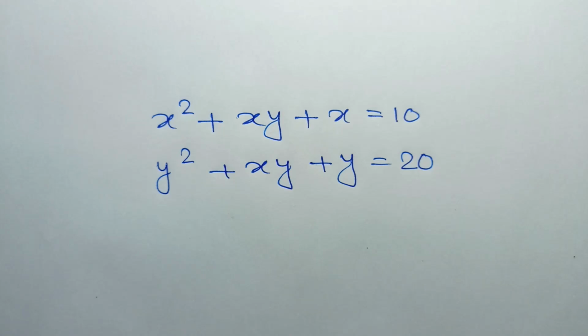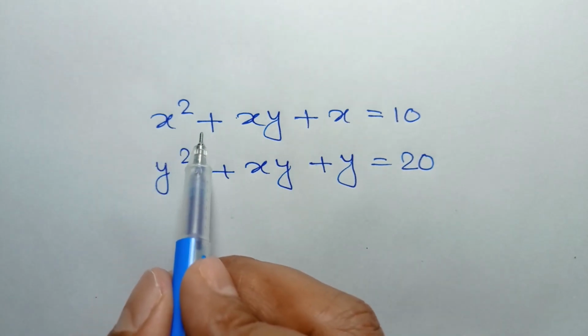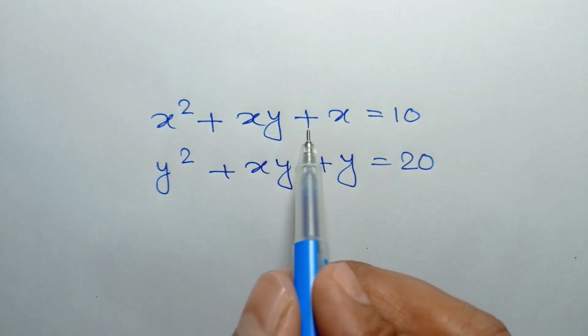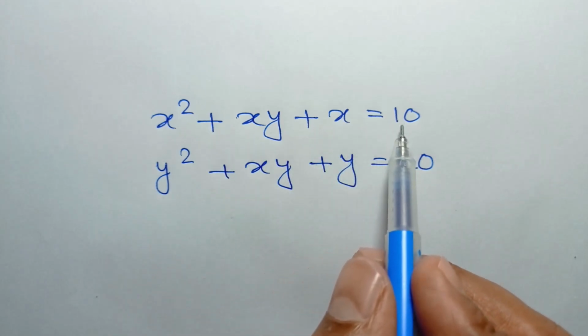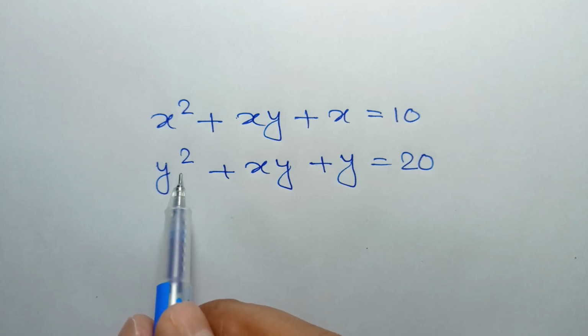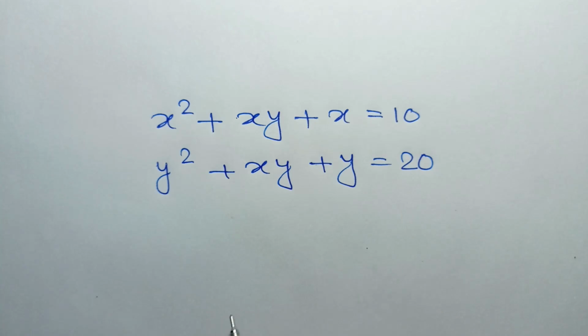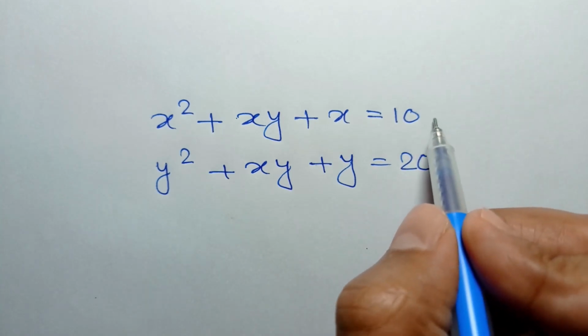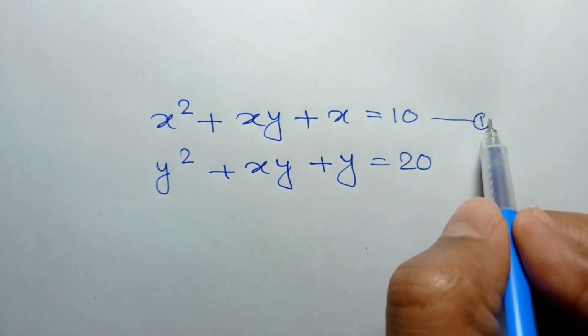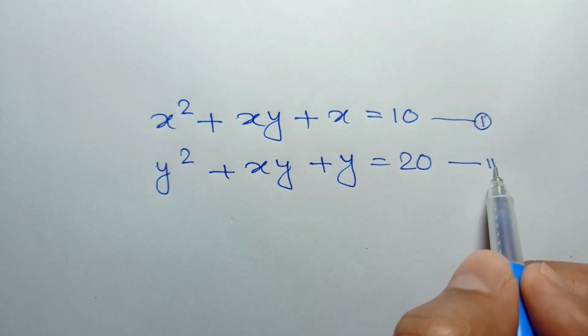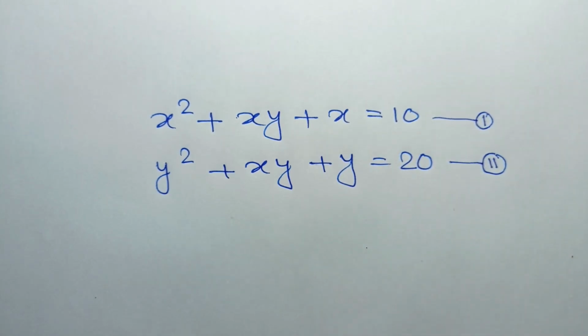Hi everyone, in this video I am going to show how to solve this system of equations: x squared plus xy plus x is equal to 10, and y squared plus xy plus y is equal to 20. Let's call it equation number 1 and this equation number 2.